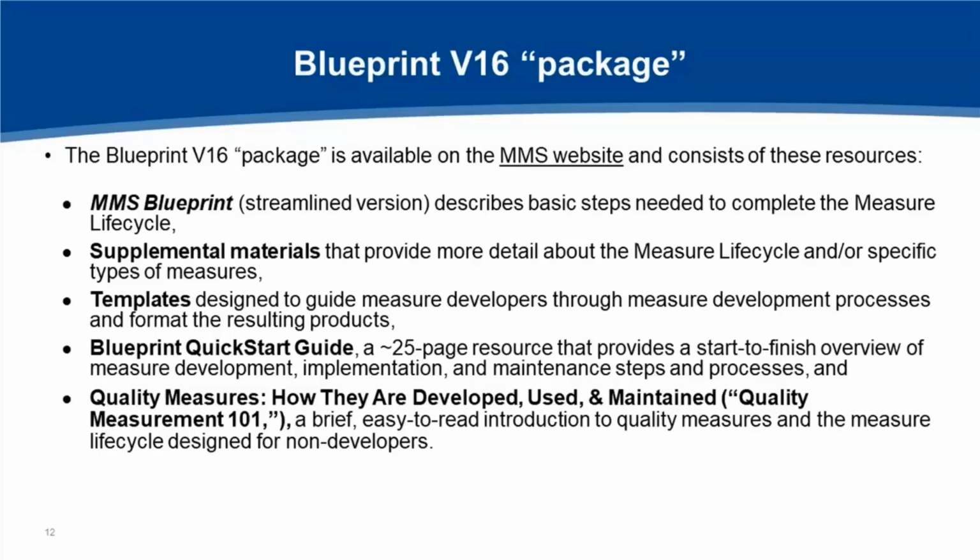The streamlined MMS blueprint describes the basic steps needed to complete the measure lifecycle. It begins with a preface that describes how the blueprint has evolved over time and provides an overview of all blueprint material. The next 3 chapters provide an overview of CMS quality measure development, measure prioritization and planning processes, and quality measurement. The streamlined blueprint includes individual chapters dedicated to each of the 5 stages of measure development: conceptualization, specification, testing, implementation, and measure use, continuing evaluation, and maintenance.